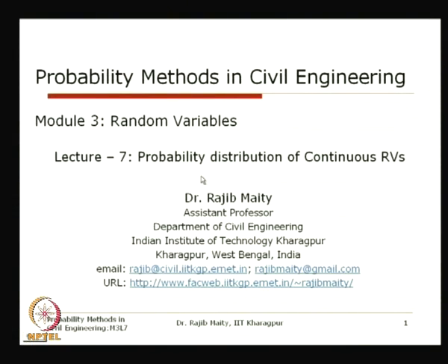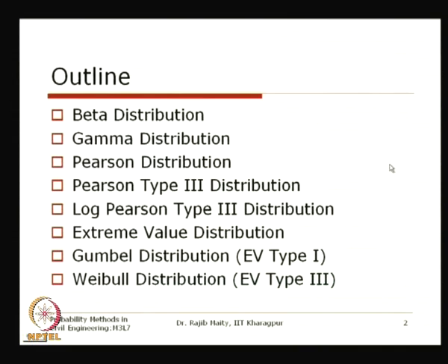In today's lecture, continuing from the last lecture on probability distributions of continuous random variables, we will cover these distributions. The beta distribution we will start with, then the gamma distribution, and the Pearson distribution. Basically, the Pearson distribution is a family of distributions, and there are many such families. Pearson is one of them, and in this family there are 7 different types of distribution.